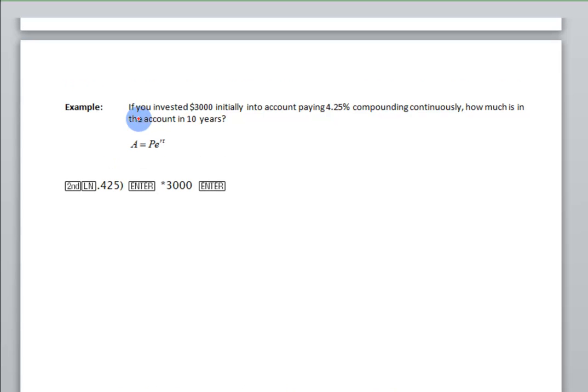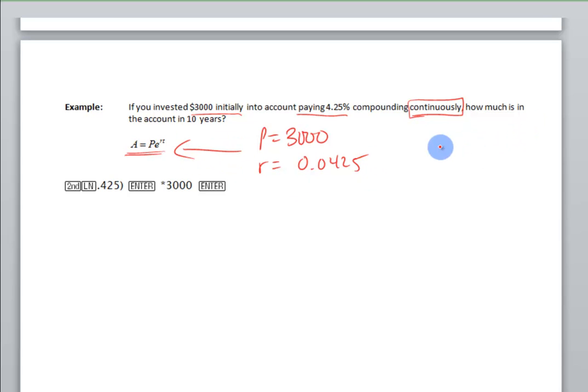Here's an example. If we compound this continually, it says if you invested $3,000 initially, paying the same percentage but compounding continuously now, okay, how much is in the account? Well, this time we have to use this formula. And this is the sequence of events we're going to put in there because our same numbers are true, the 3,000, the 0.0425, and the compounding now is continuously, which just means use that formula, and we have t for 10 years.